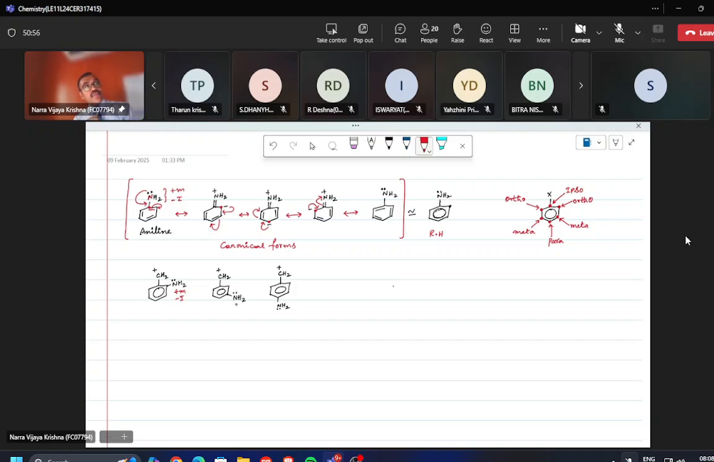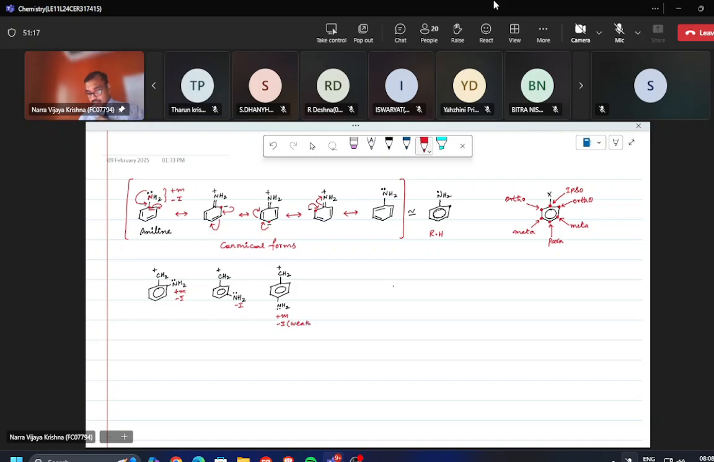Now here, only -I. Plus M does not operate. Reason? For that NH2 group, the CH2 group is at meta position. So its effect is not operated at meta. Now what about the last case? Plus M is there, but -I is weak.